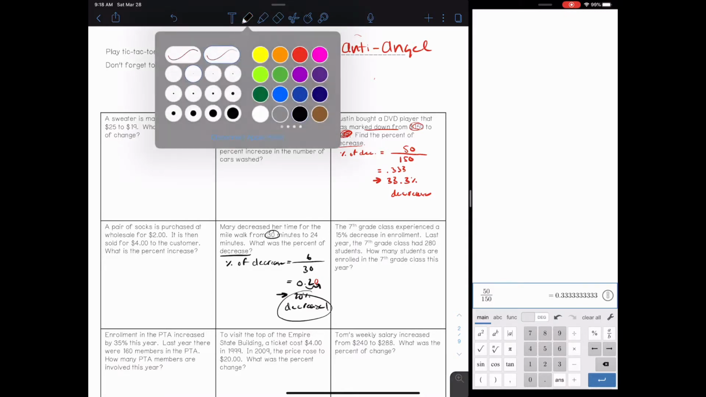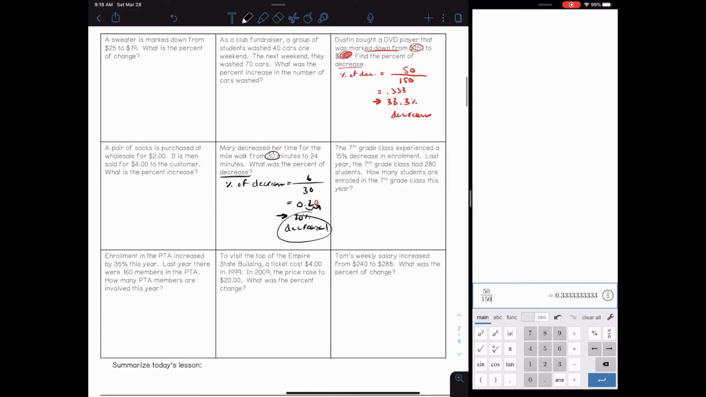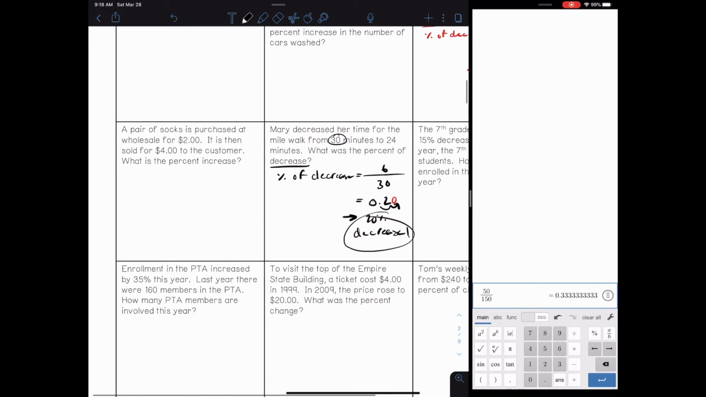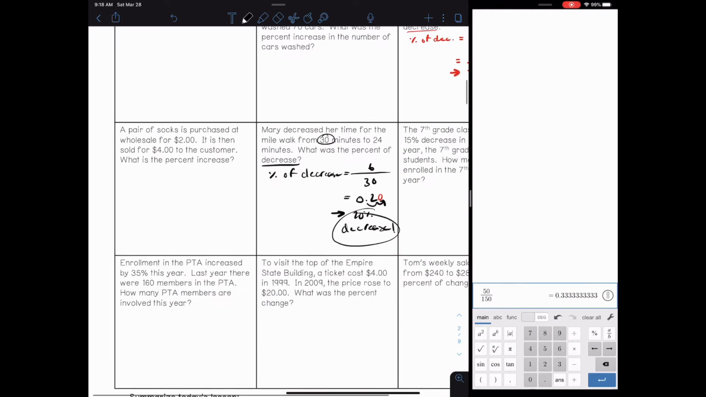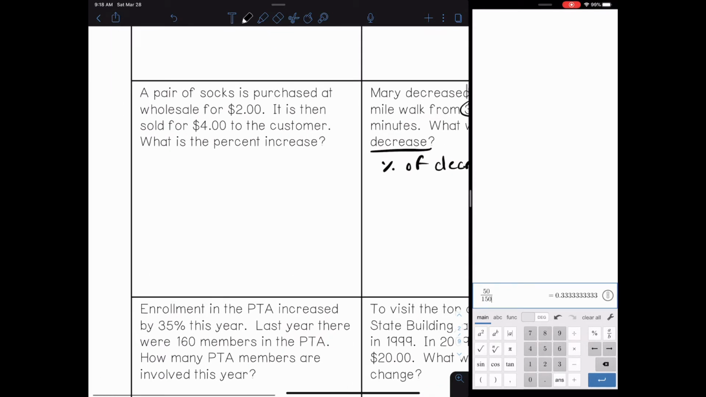Okay, now regular Angel is going to choose this one over here. Let's see. I'm choosing this one right here. A pair of socks is purchased at wholesale for $2. It is then sold for $4 to the customer. What is the percent of increase? So I want percent of increase. And I know it's going to be the change divided by the original amount.